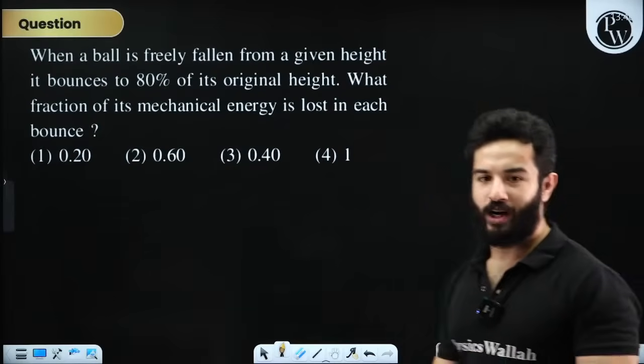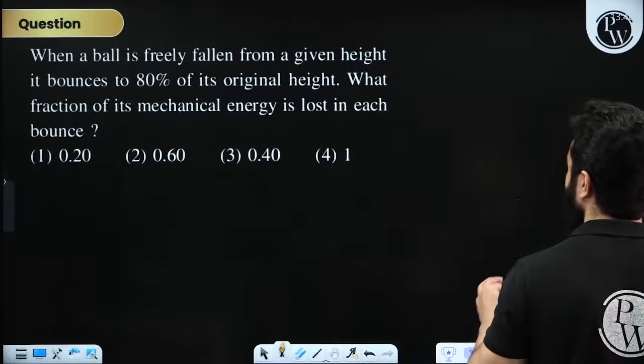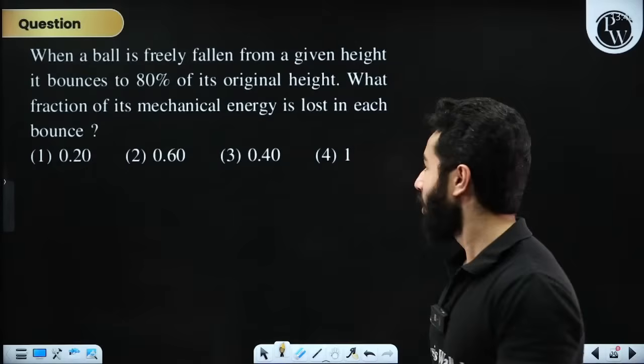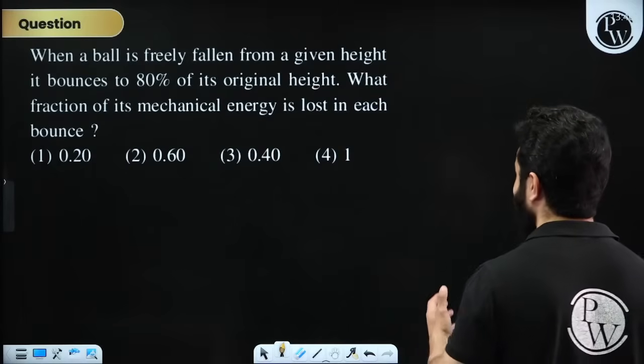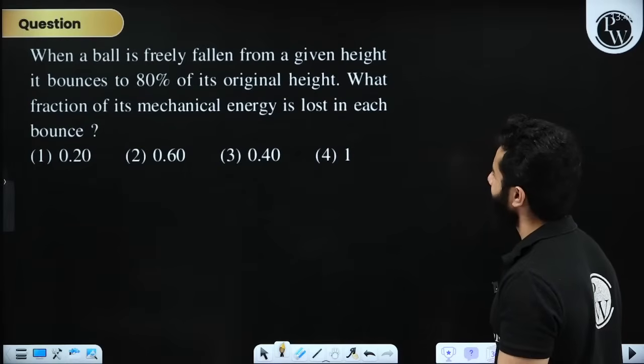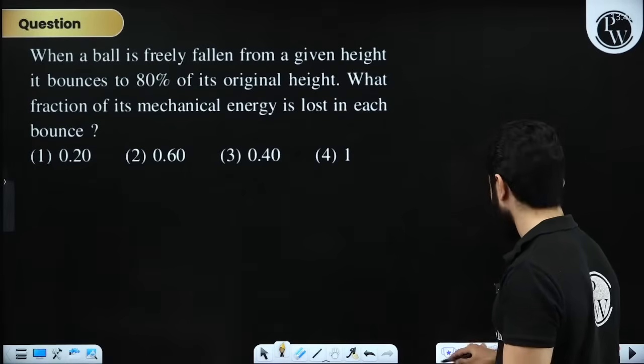The next problem is, when a ball is freely fallen from a given height, it bounces to 80% of its original height. What is the fraction of its mechanical energy lost in each bounce? In each bounce, right? So they are only talking about one bounce. So let's find that out.